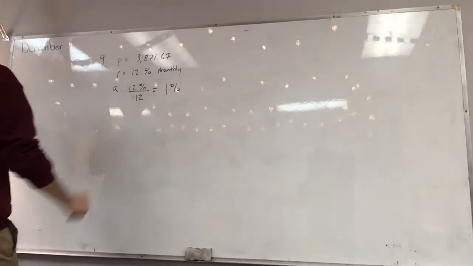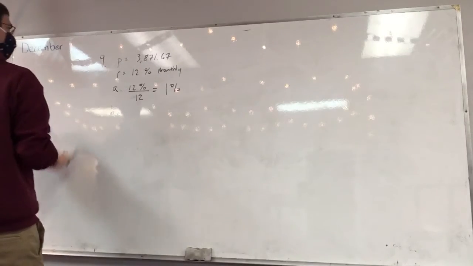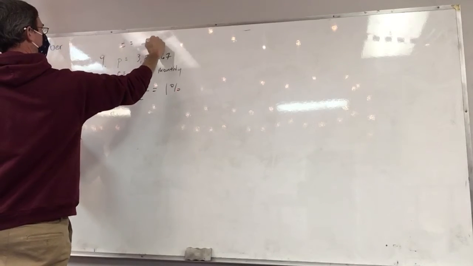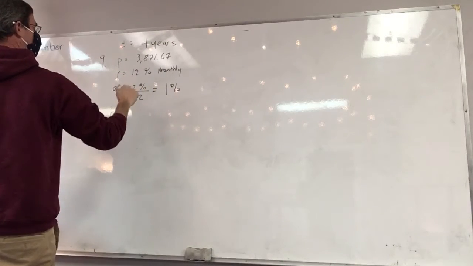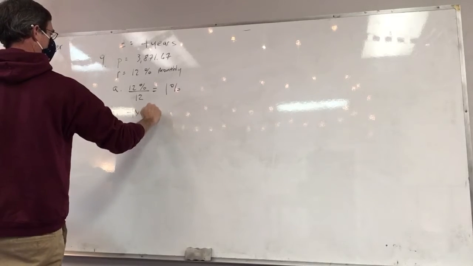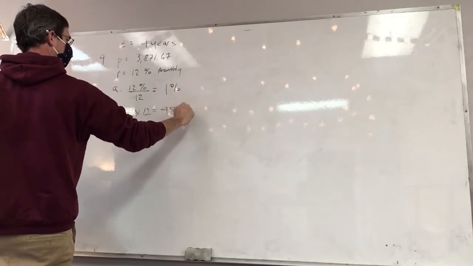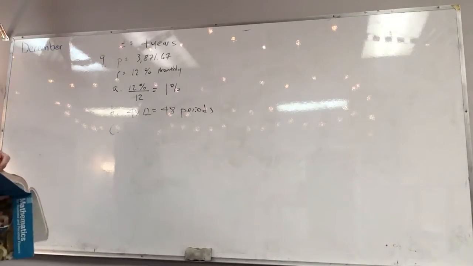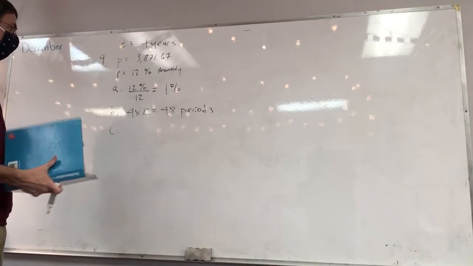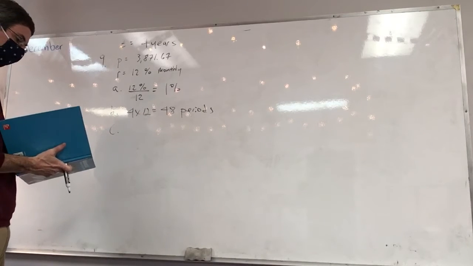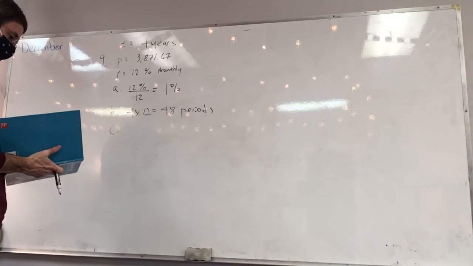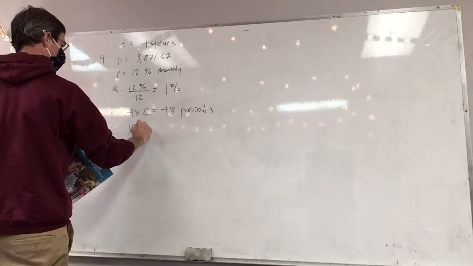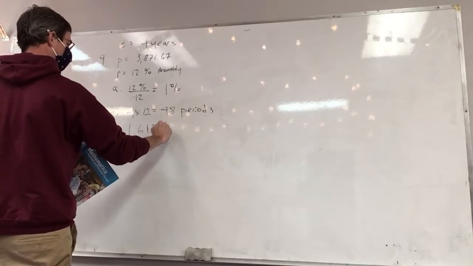Okay? So 5B then, they want to know the total number of periods. This whole time is 4 years. So it's 4 times 12, which is 48 periods. So we go into our table and we look up the number in the table for 1% and 48 periods. So it's 1.61223.